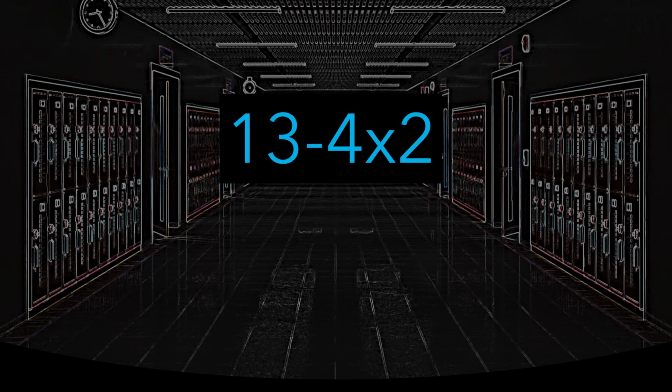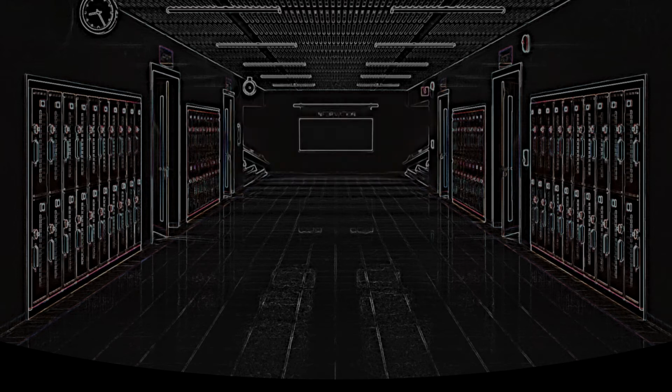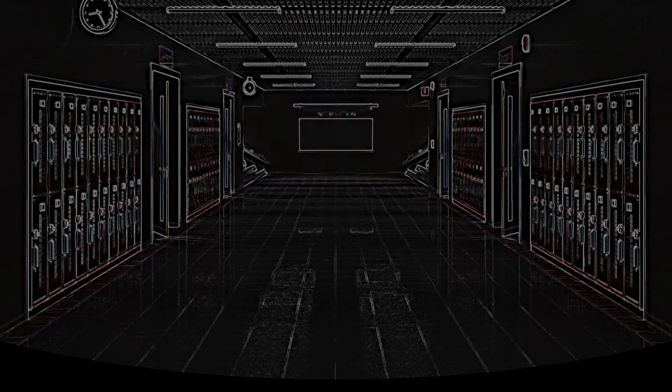Now we're going to throw a multiplication sign in here. We have 13 minus 4 times 2. Order of operations tells us that multiplication goes before the subtraction, unless one of those is in parentheses. So 4 times 2 gives us an answer of 8, which is going to leave us with 13 minus 8. And when you take away 8 from 13, it's going to leave you with an answer of 5.